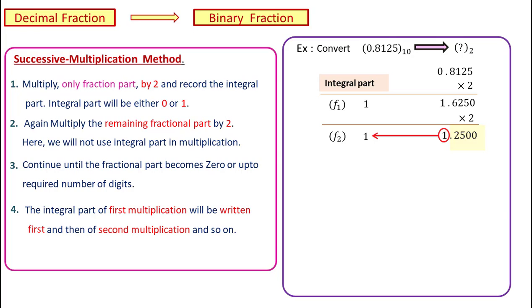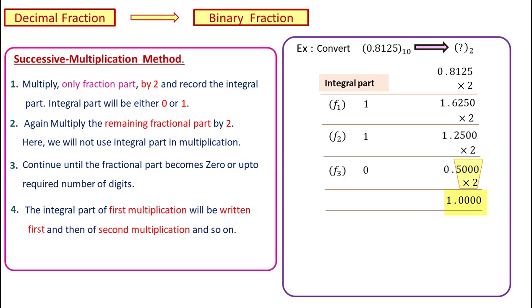2500. Again multiply the fractional part by 2 and we get 0 as an integral part. Now we multiply the fractional part by 2 and we get 1 as an integral part and the fractional part becomes 0. So, the binary fraction corresponding to the given decimal fraction is.